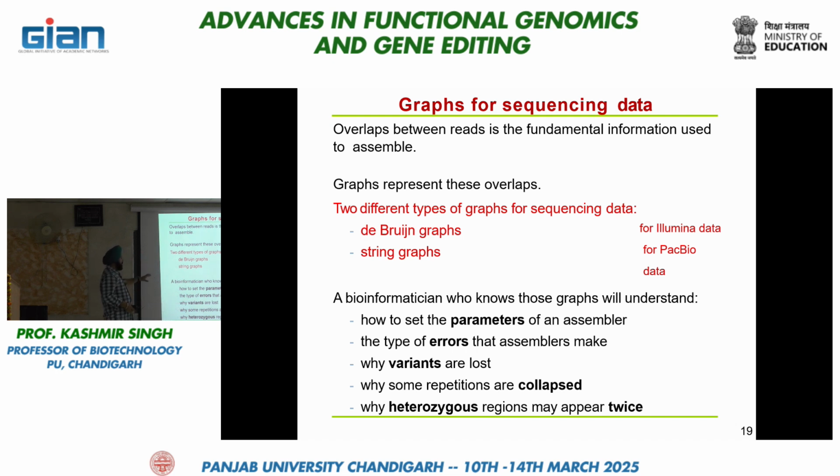So these tell us how to set the parameters for an assembler. Okay, the type of error that an assembler makes. Sometimes, like I said, we are humans, we want to generate longer contigs for our safety, but that may be some kind of erroneous alignment. Then why are variants lost?